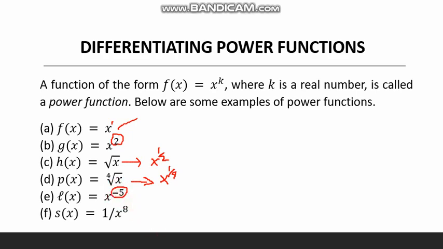And lastly, S of x is equal to 1 over x raised to 8. It's a rational function, but you can convert it to a power function, x raised to negative 8. It means you switch the denominator to the numerator and you change the sign of the exponent, from positive to negative. So these are examples of power functions that are very useful as we apply the power rule.